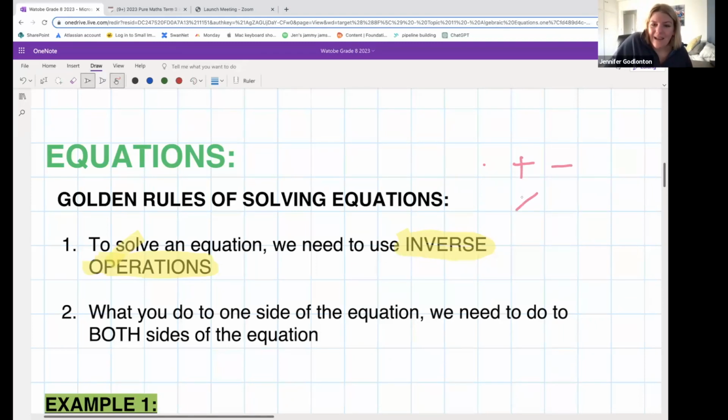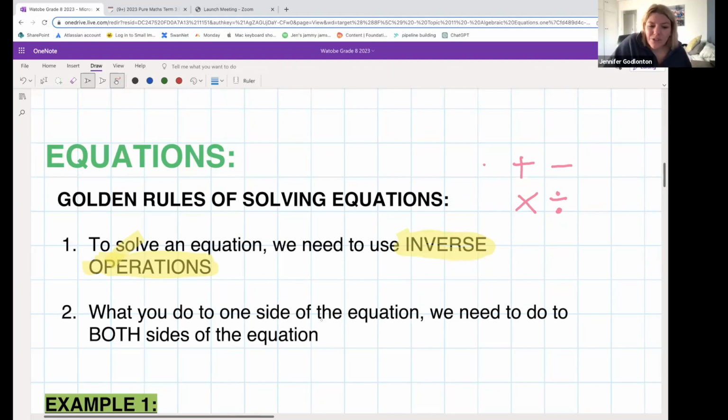And if I had a multiplication sign, what would be our inverse operation of a multiplication sign? Beautiful. Division. So when we're doing an equation, we do the opposite of what we're seeing. If we are adding a number, we are going to subtract it. If we are multiplying a number, we are going to divide it. So we always do the opposite of what that operation is.